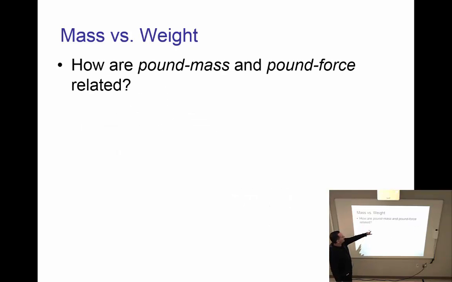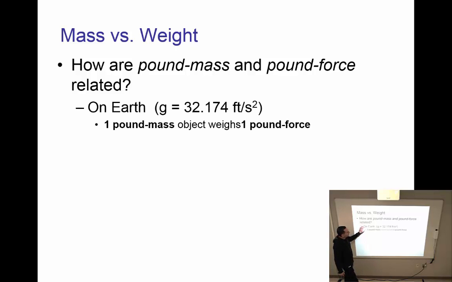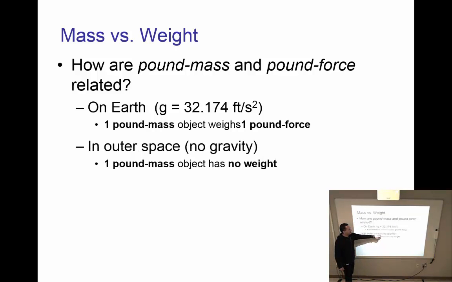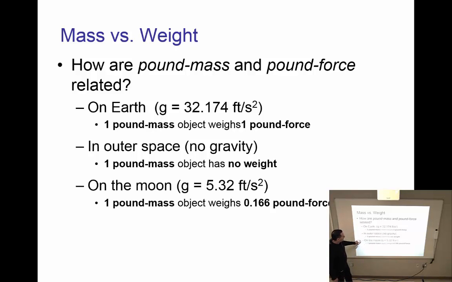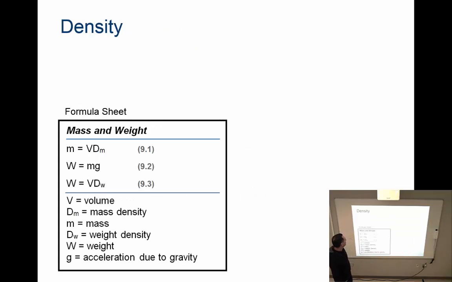Finally, how are pound mass and pound force related? It kind of depends on the gravity. On the Earth, we're using a gravity in the US customary of 32.174. A 1 pound mass object weighs 1 pound force. So they're equal. If we're talking about outer space and there's no gravity, then a 1 pound mass object has no weight. And on the moon, if the gravity is 5.32, then a 1 pound mass object weighs 0.166 pounds of force. So again, it's based on gravity that determines this type of number.